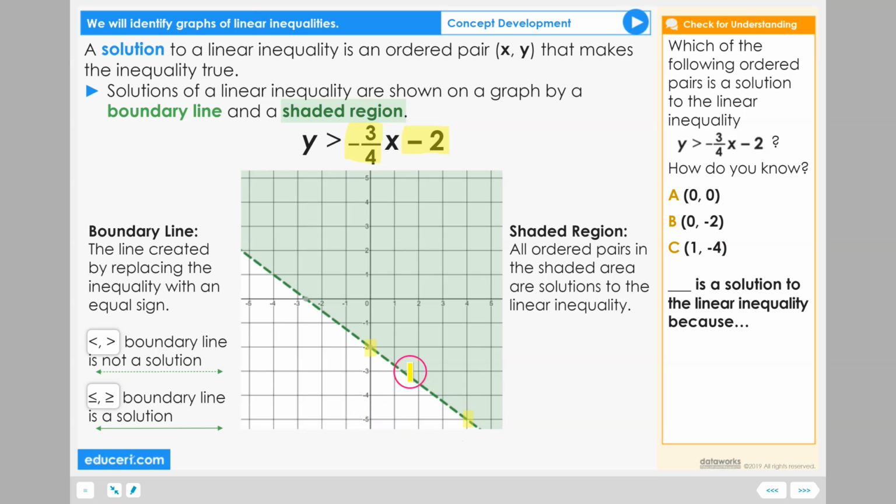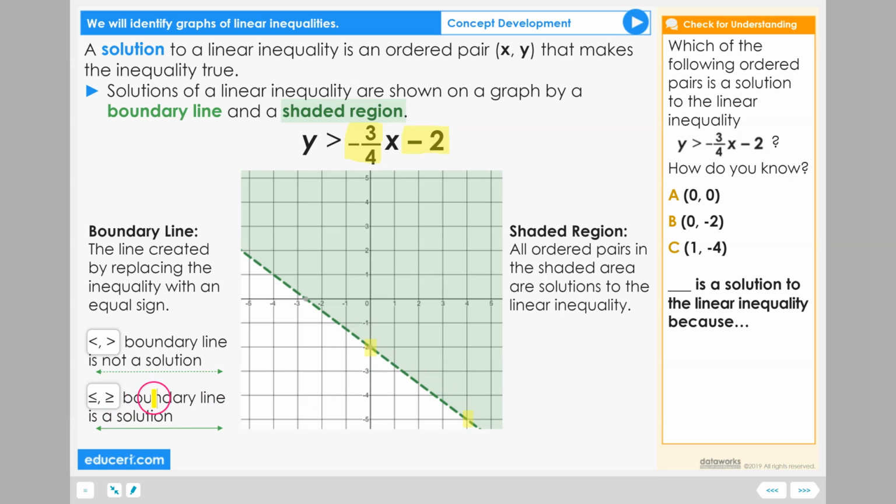But the line itself, this boundary line, will sometimes be part of the solution and sometimes not part of the solution. If your inequality is a less than or greater than, or in other words, if it's not an or equal to symbol, then the boundary line is not a solution, and we use a dashed line to show that we are not including this actual line.